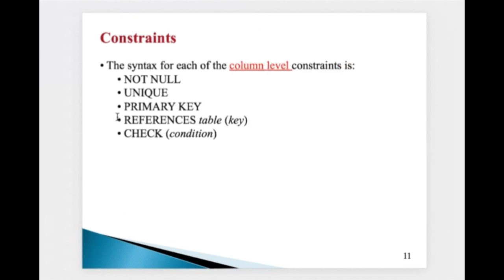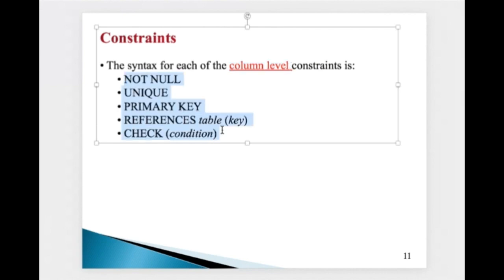These constraints, not null, unique, primary key, references, check, are column level constraints. If you want to use them in this format, you will use them at column level. That is, when you are declaring the column, at that time you can use them like mentioned here. You can mention any column as not null, unique, or primary key. You can mention any column with its references, and you can also mention any column with its check condition.